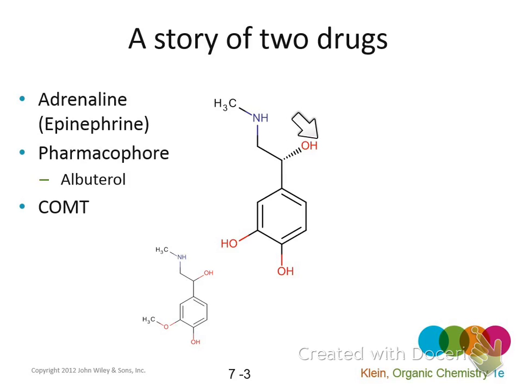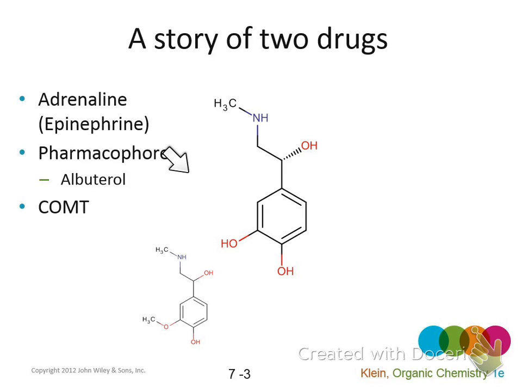This molecule has stereochemistry, and I'll explain that to you simply like this for now. This OH group can either be in the front or it can be in the back. And it turns out those are two different molecules. Now, this is known as the pharmacophore. It's the model molecule that albuterol is based on.